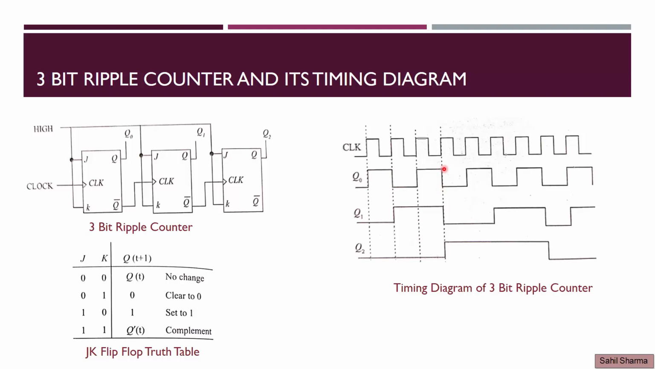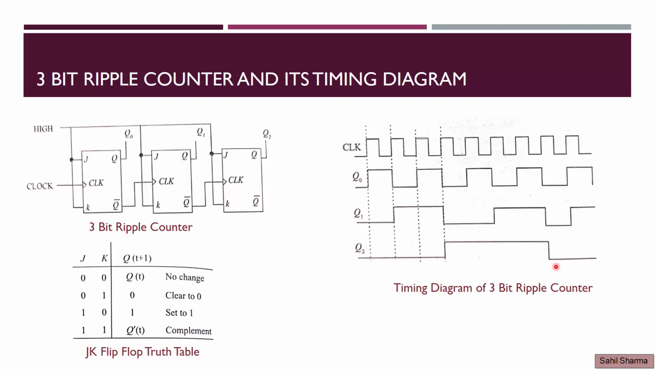Again here Q0 is falling from 1 to 0, this Q1 value changes. At this place also, when Q0 is changing from 1 to 0, again the value of Q1 changes. Similarly for Q2, the value of Q2 changes at the falling edge of Q1. Every time the Q1 edge falls, the value of Q2 changes. It can be observed here also in these two values.